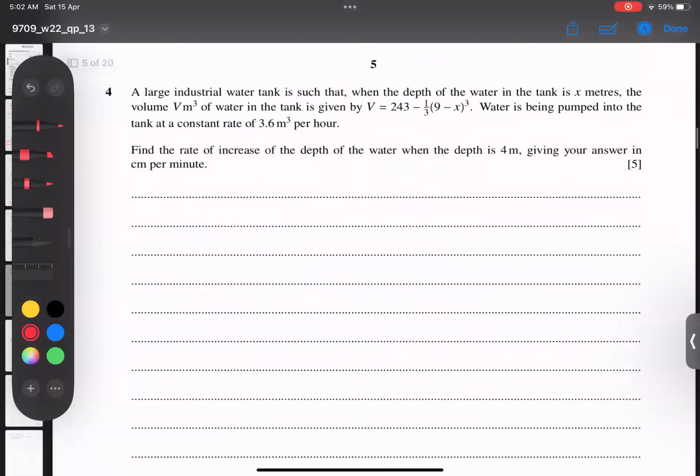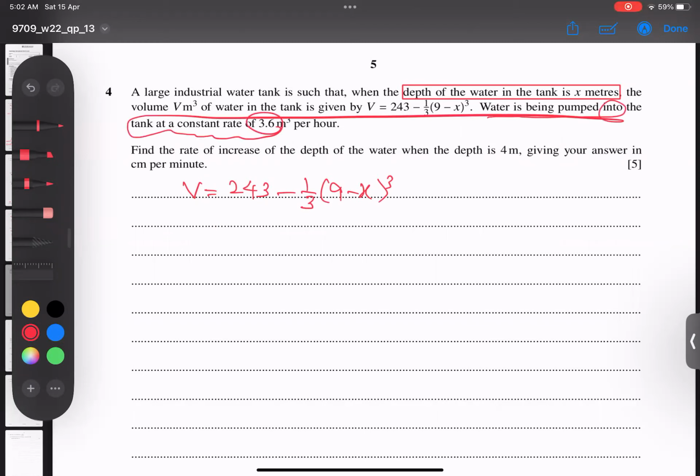Now, question number 4. A large industrial water tank is such that the depth of water is x. So I'm writing here, depth of water is x meters. And he says that the volume of water in the tank is given by this formula. Okay, let me write volume 243 minus 1 over 3. There's a formula. We can measure the depth with a volume connection. The water is being pumped into the tank at a constant rate of 3.6 meters cubed per hour.